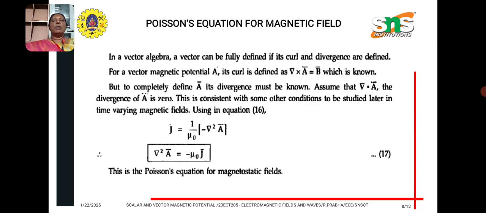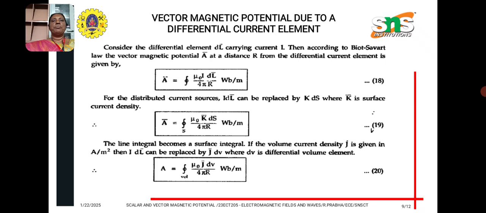So, J is equal to 1 by mu naught into minus del squared A, or rearranging the equation, del squared A is equal to minus mu naught J. This equation is called Poisson's equation for magnetic fields.